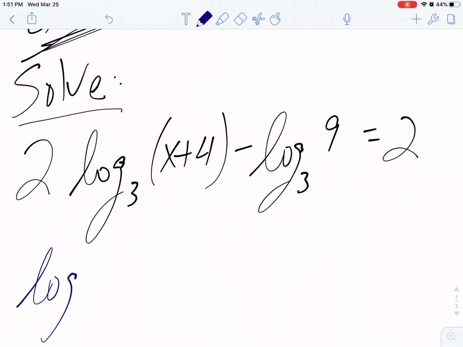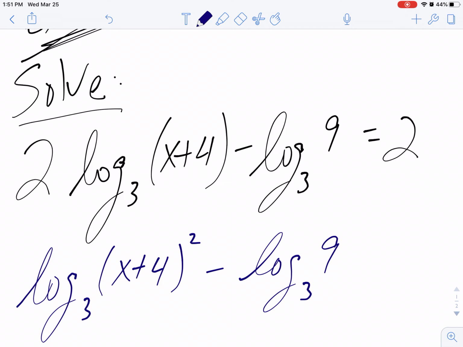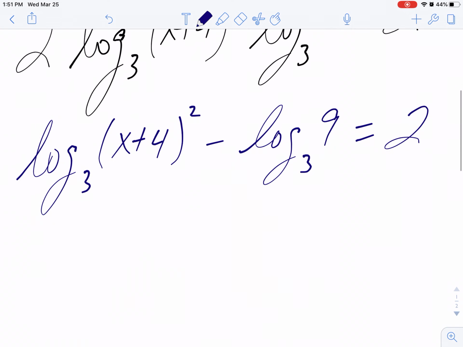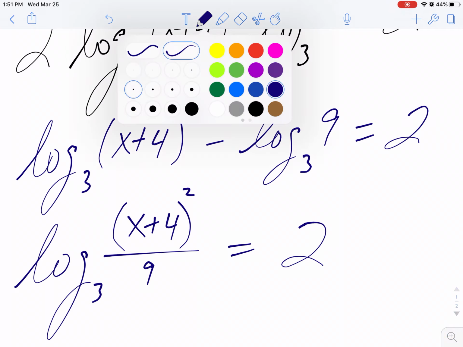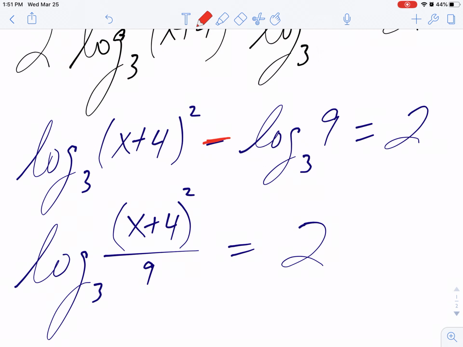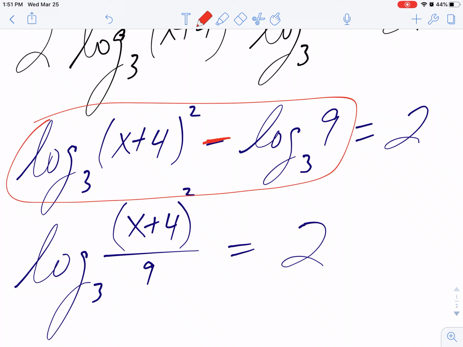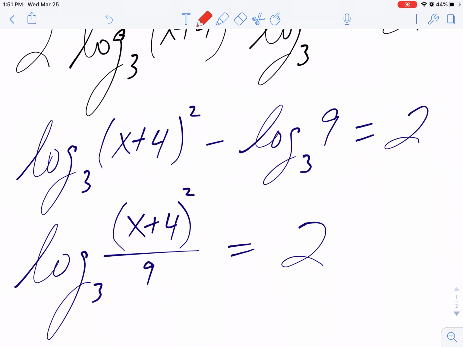So I'm going to rewrite this: log base 3 of (x plus 4) squared minus log base 3 of 9 equals 2. And then we're going to use that quotient rule that we had in a previous section. So that gives us log base 3 of (x plus 4) squared divided by 9 equals 2. So we put that together. This whole thing right here is the quotient property from the previous section.